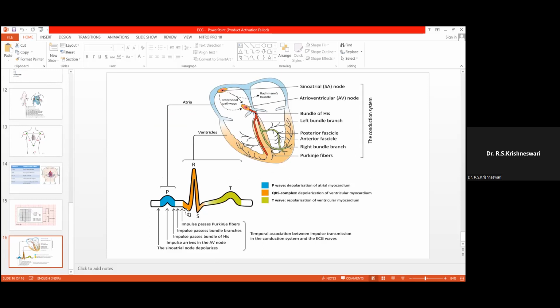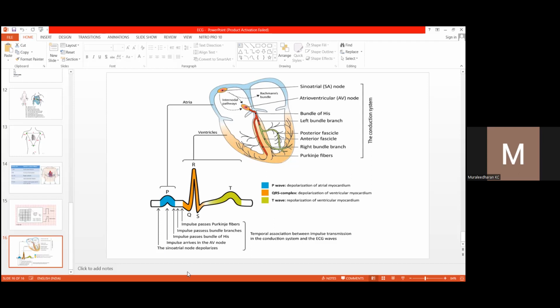In the next class, we will see about the axis, cardiac axis, which is very, very important. Once we understand the cardiac axis, it is like we understand the ECG. 90% of ECG is completed once the cardiac axis is understood.